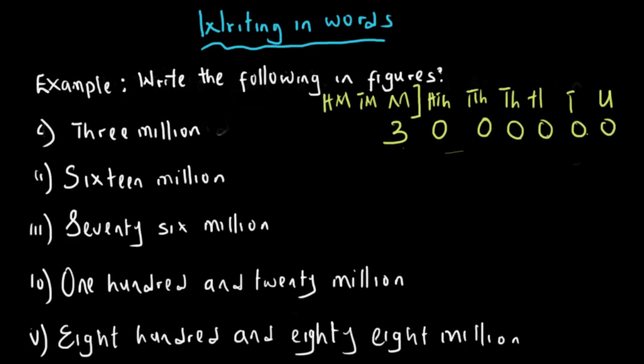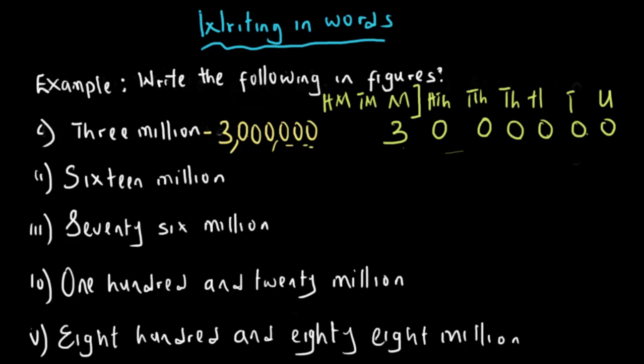So 3 million is 3,000,000. Let's write it somewhere here. So we have 3, then 1, 2, 3, 4, 5, 6. Now remember, to put commas, we count from the back in threes: 1, 2, 3, comma, 1, 2, 3, comma. So this is 3 million.